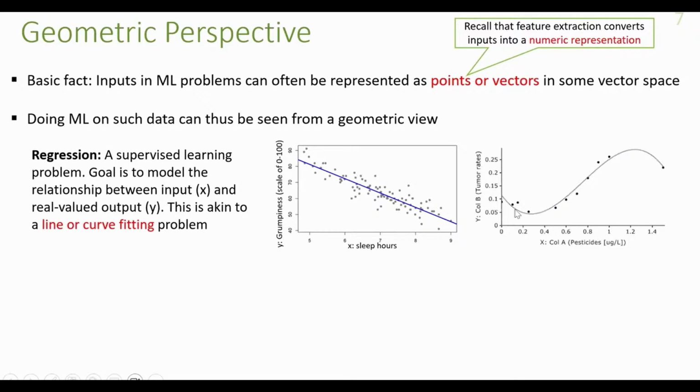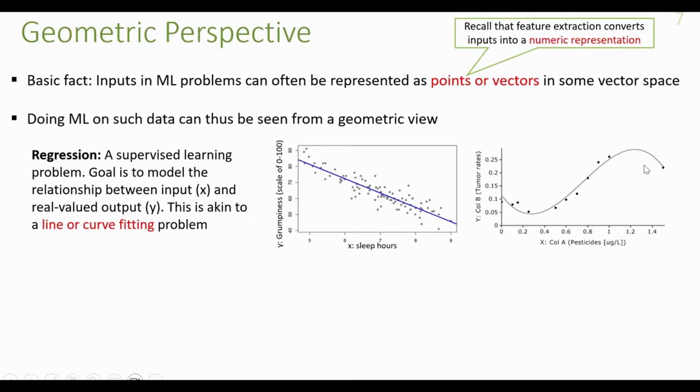Now this relationship can also be non-linear. Here we are learning a polynomial, so this is a non-linear relationship, right? Here we are learning a non-linear model, and here we are learning a linear model. Both are examples of regression problems. In both cases, we are predicting a real valued output given inputs, right? So regression from a geometric perspective, you can think of as a line or curve fitting problem. In this case we are fitting a line, and in this case we are fitting a curve, right?